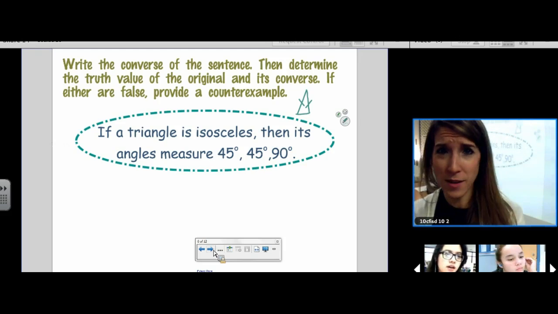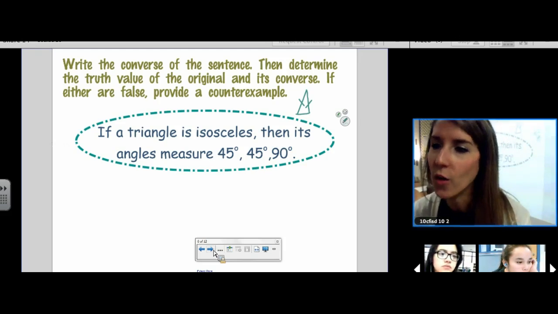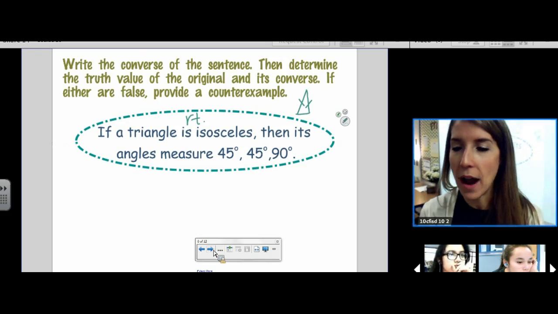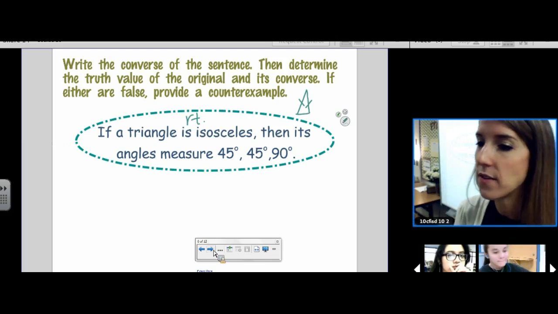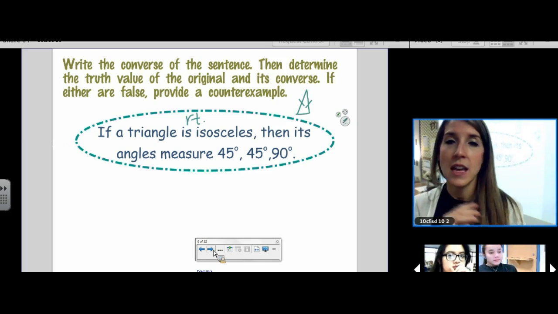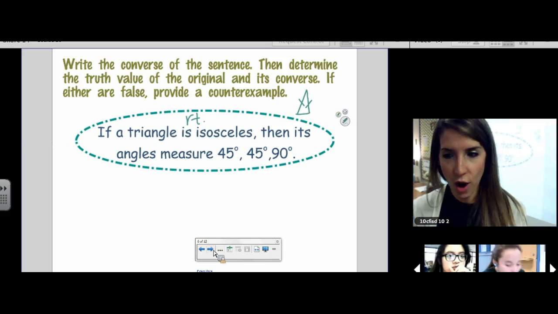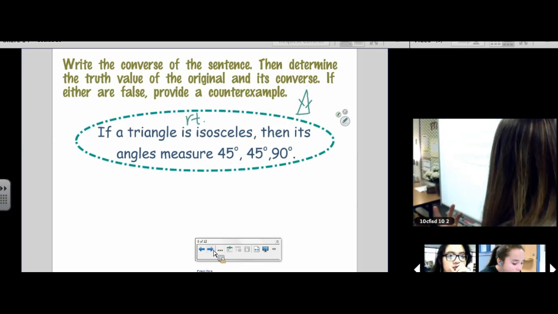Are its angles 45, 45, 90? No, it has to be both right and isosceles. It has to be isosceles to be a 45, 45, 90. Now, if we did the converse, if its angles are 45, 45, 90, then it is isosceles. The converse would be true. Yep. So the original was false.